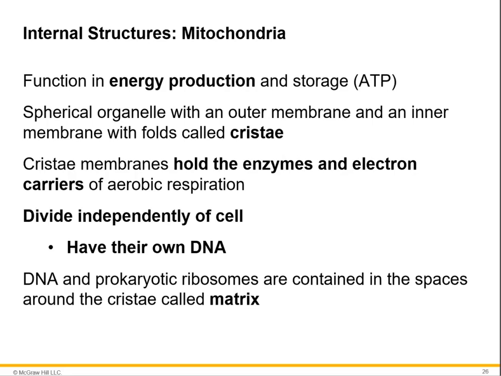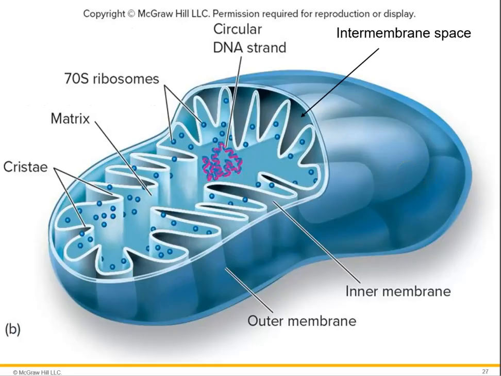DNA and prokaryotic ribosomes are going to be contained in the spaces around the cristae, and the space is called the matrix. So here you have a mitochondrion. You can see the outer membrane here, and then the inner membrane, all of these folds called cristae on the inner membrane. Within the inner membrane is the mitochondrial matrix, and within the matrix you'll find the mitochondrial DNA.